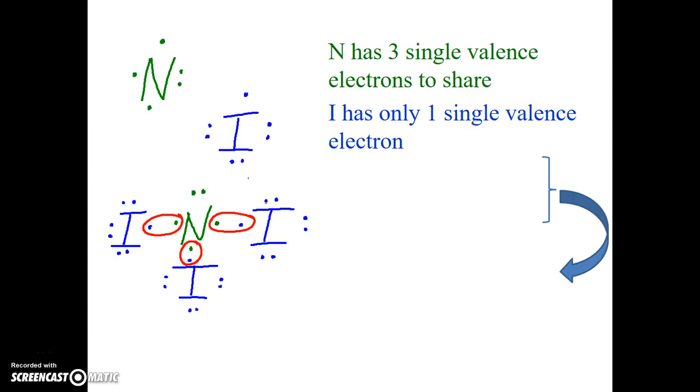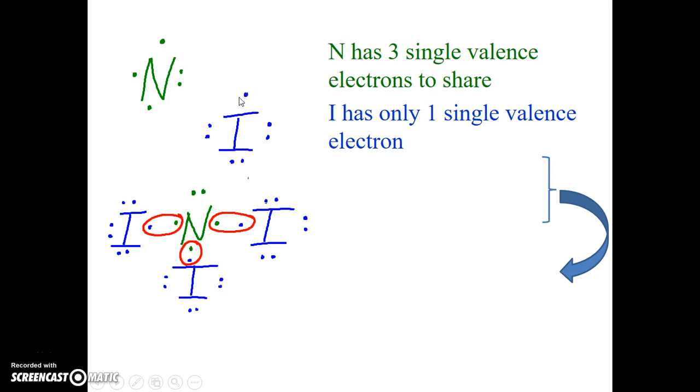So here's an example of a covalent bond. We have the nonmetal nitrogen. Nitrogen has 5 valence electrons. 2 of them are paired, then there are 3 single. So nitrogen wants to share 3 valence electrons. It forms a compound with iodine. Iodine again is a halogen, so they have 7 total valence electrons.